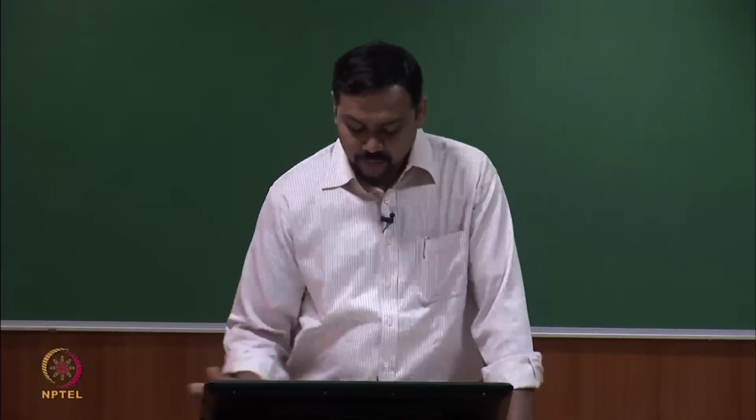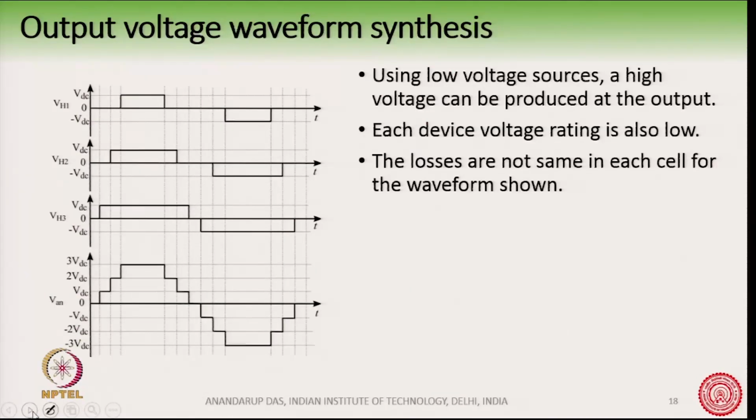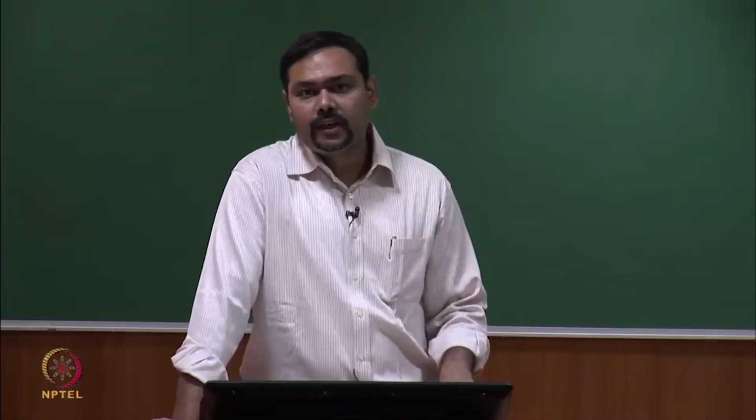Of course, we have not shown the PWM here. There is a PWM here like this, we will come to that later. There is a PWM here, here, here, and so it will come here like this, we will show it later. So, this is what I was talking about: using low voltage sources, a high voltage can be produced at the output, where each device voltage rating is low.